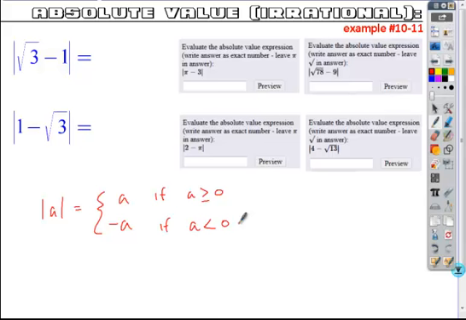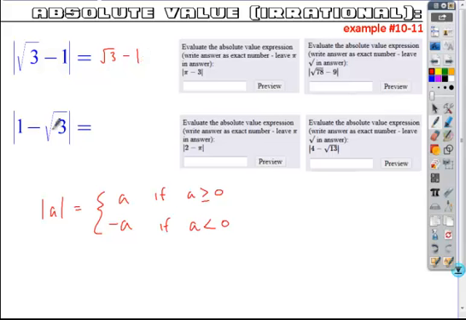Using this rule, what you can see is when you take the square root of 3 minus 1, you don't need to know exactly what it is to know, is this overall value going to be a positive number or a negative number? Positive, right? So that fits this top category. So all we need to do to evaluate this is write root 3 minus 1. You need to write your exact answer like that. It's not asking for decimal forms.